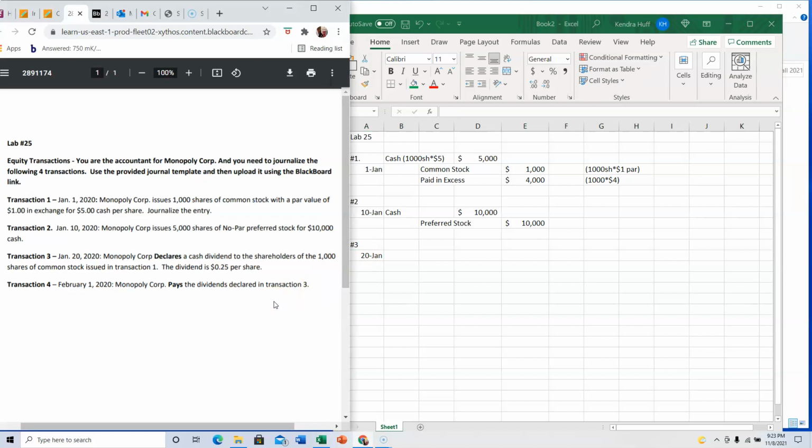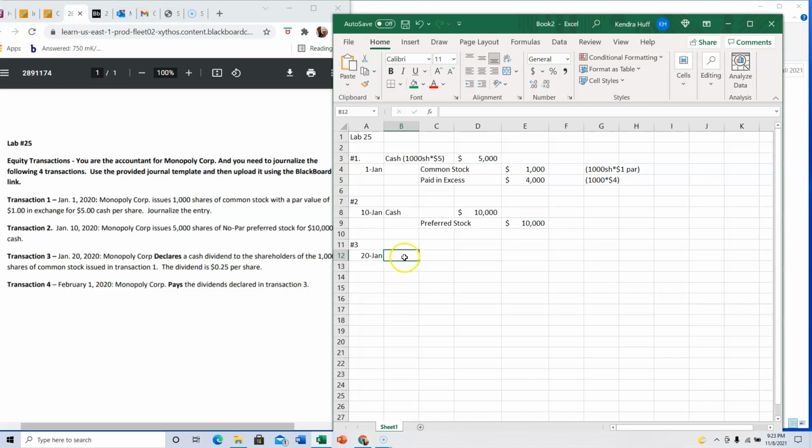Monopoly Corp declares a cash dividend to the shareholders of the 1,000 shares of common stock issued in transaction number 1. The dividend is $25 per share. Okay, this is the date of declaration. And on the date of declaration, the dividend becomes a liability.